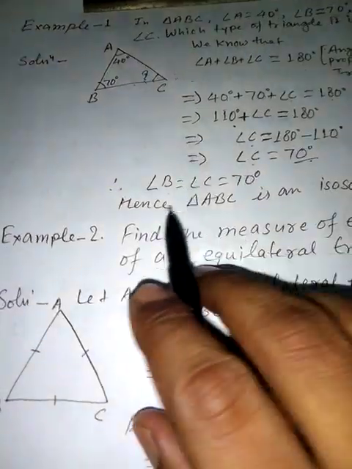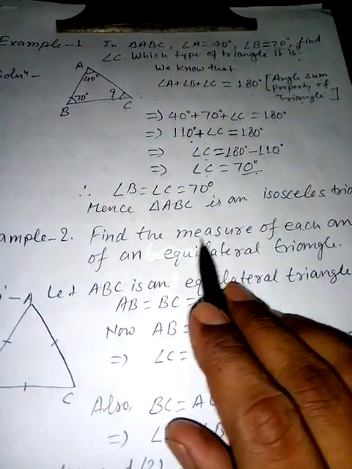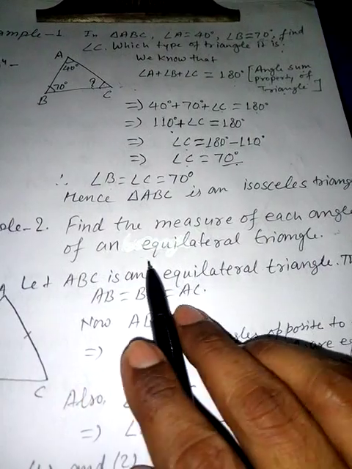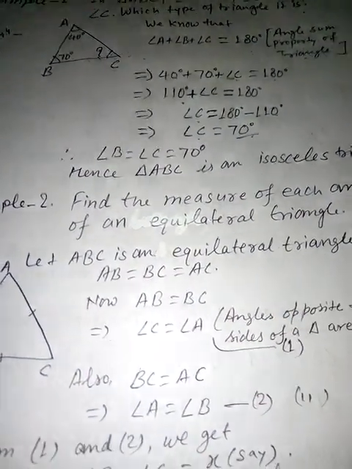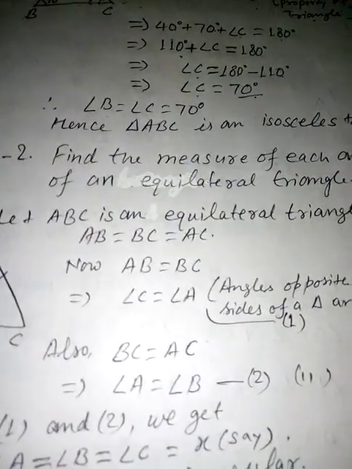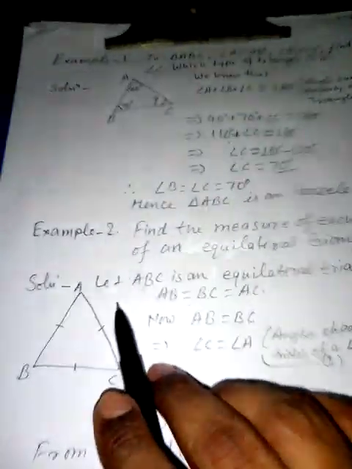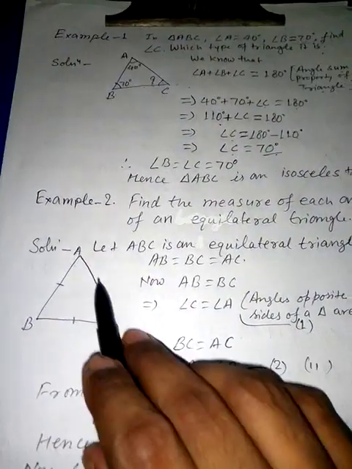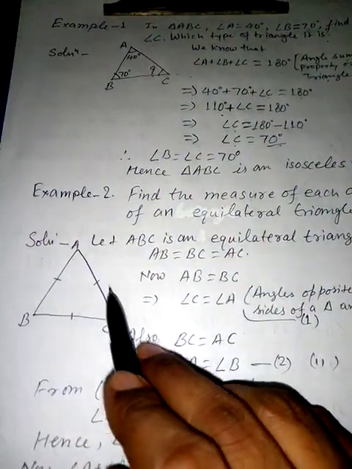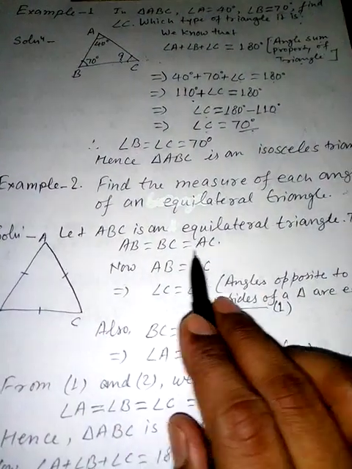Now the example number 2. Find the measure of each angle of an equilateral triangle. You have to find out each angle of an equilateral triangle. Now let us consider ABC is an equilateral triangle. It means AB equal to BC equal to AC. All the sides are equal.